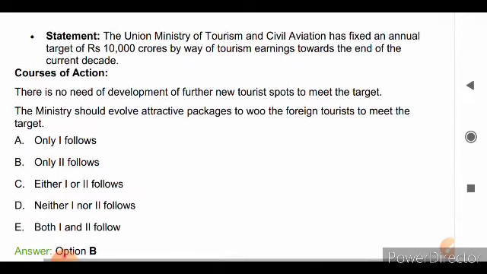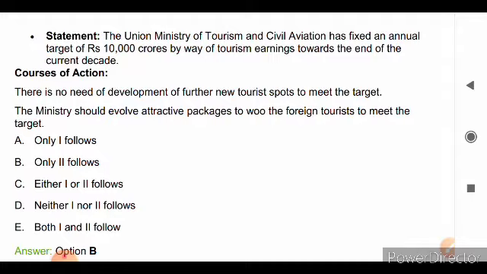Statement: the Union Ministry of Tourism and Civil Aviation has fixed an annual target of Rs 10,000 crores by way of tourism earnings towards the end of the current decade. Courses of action. Action 1: there is no need of development of further new tourist spots to meet the target. Action 2: the ministry should evolve attractive packages to woo the foreign tourists to meet the target.